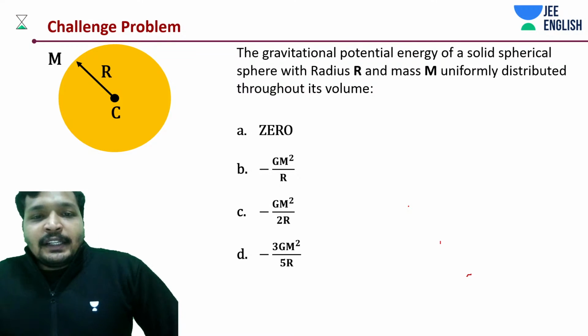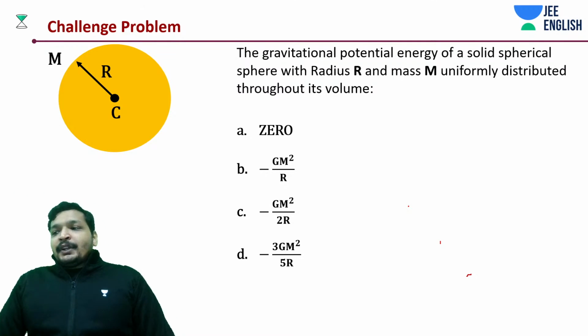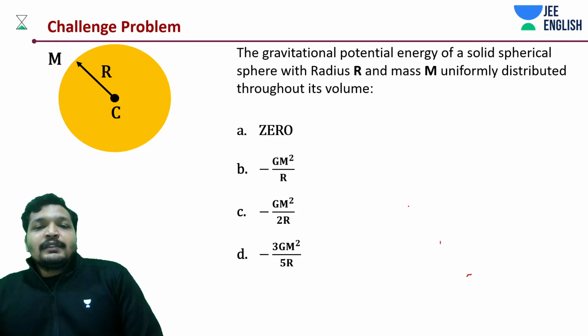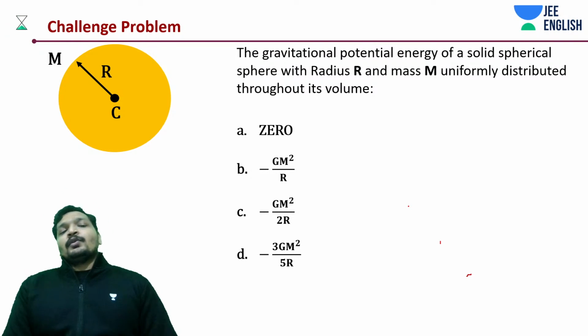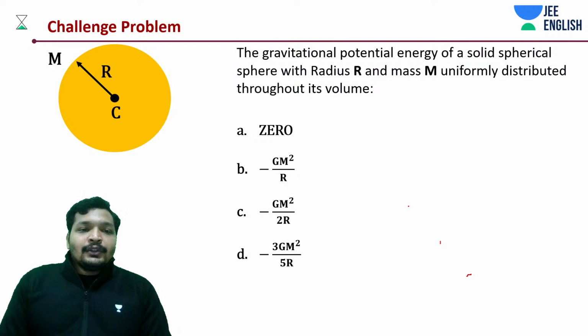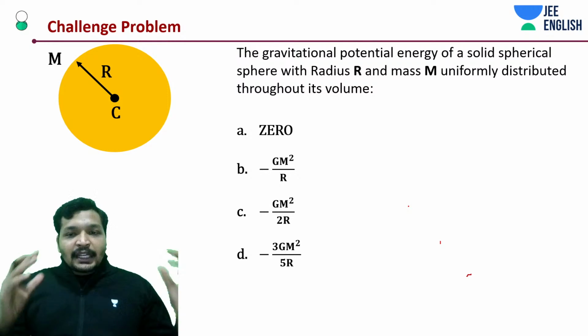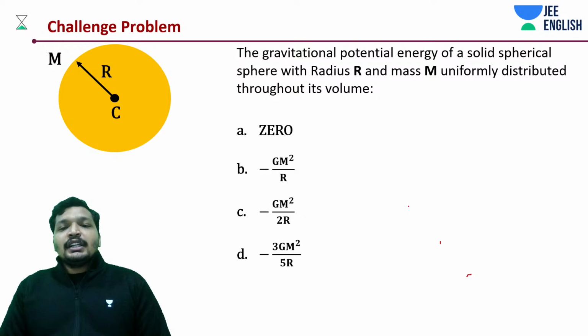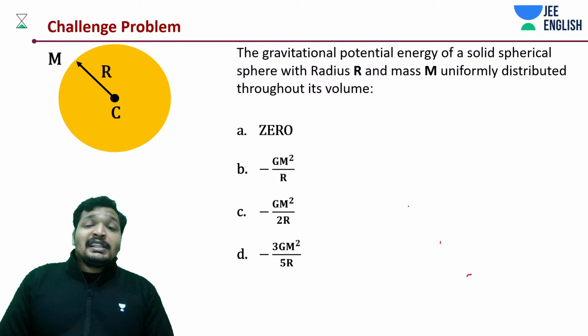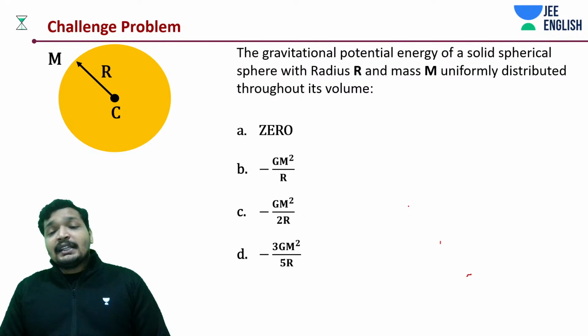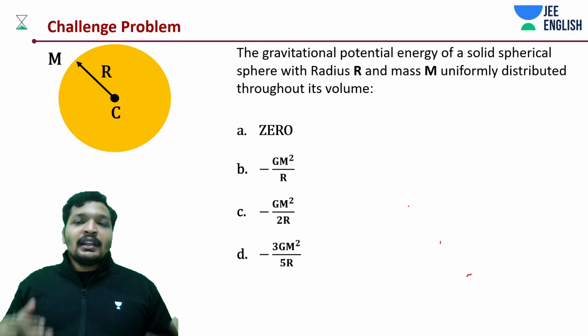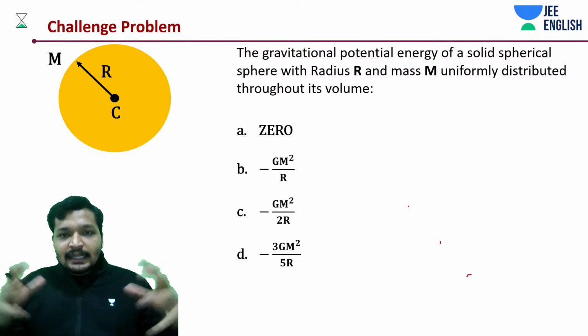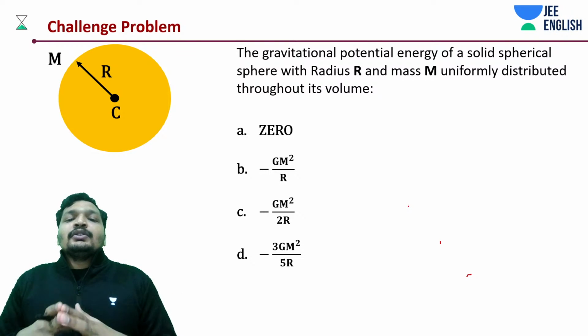So this is definitely going to be an interesting problem. The gravitational potential energy of a solid sphere with radius r and mass m uniformly distributed throughout its volume. In the last class we saw a spherical shell carrying some mass, with some radius, and it had some self energy, which was nothing but the binding energy to put together those masses.